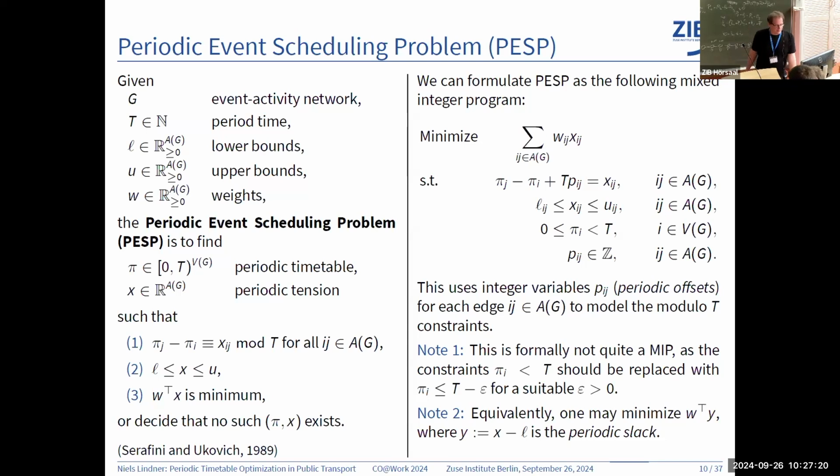They're called periodic offsets. And this is a little bit cheating, because if you look at this, this is not what you typically can do in a MIP. So you would replace that by a less than or equal to T minus epsilon, for some epsilon, for example. In many cases, this epsilon is just 1. And what you could also do is, because this x is always supposed to be at least the lower bound, you could subtract the lower bound from x, and then you get an objective that's called periodic slack. So the extra time you spend on top of the lower bound, you could also minimize that. It just differs by a constant term. So that's the model.